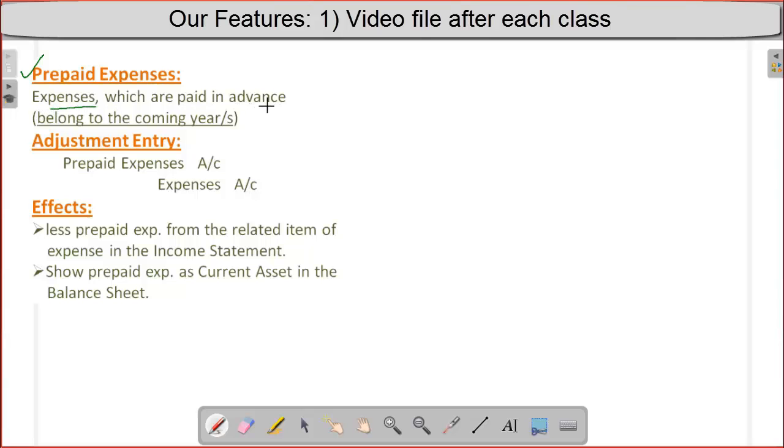Expenses which are paid in advance, beforehand, belong to the coming years. Any expense which we are to incur in the next year, which belongs to the next year, but we paid in this year.